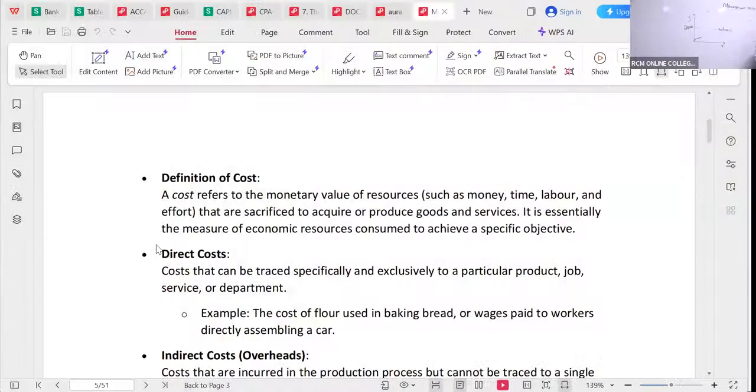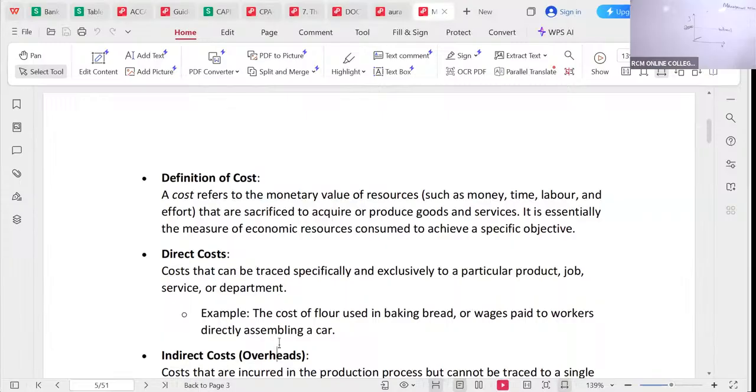I hope you are able to follow so far, right? Yeah. So costs that can be traced specifically and exclusively to a particular product, job, service or department are what we call direct costs, like the cost of flour used in baking bread. The more loaves of bread we bake, the more flour, isn't it? Or wages paid to workers directly assembling a car. The more cars they produce, the more they are paid. Those are direct expenses.